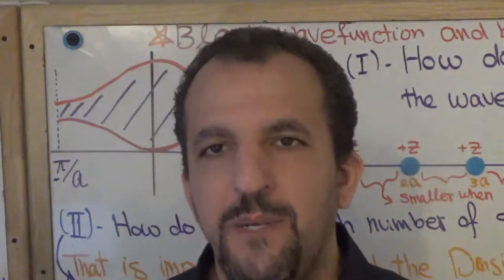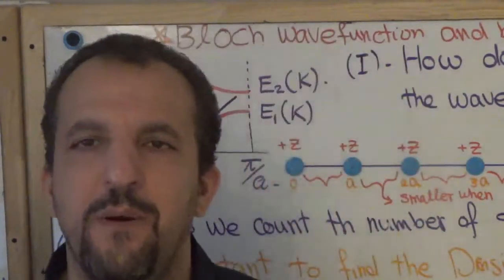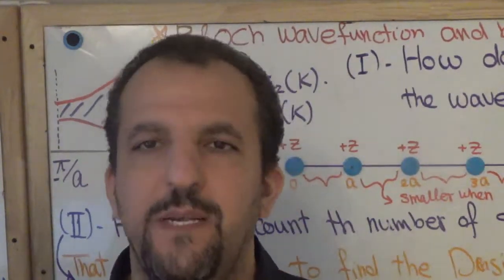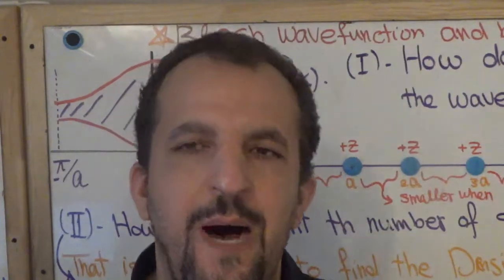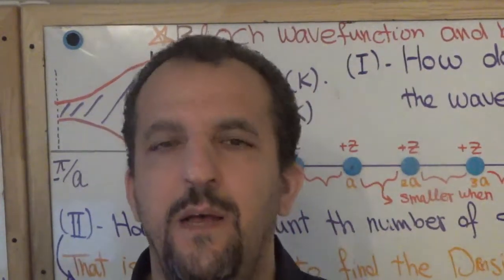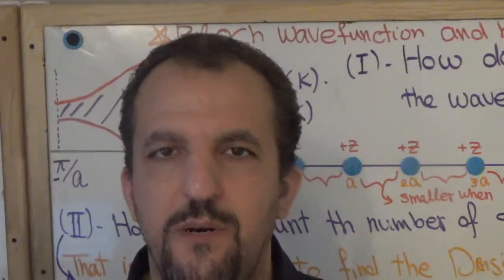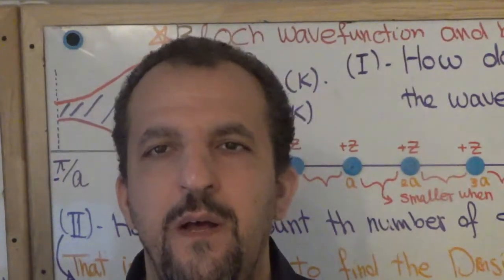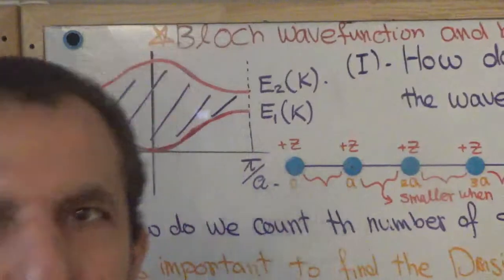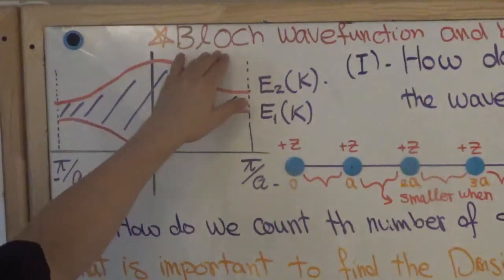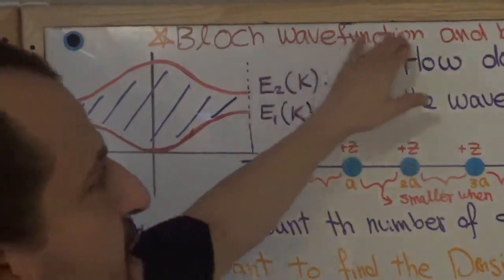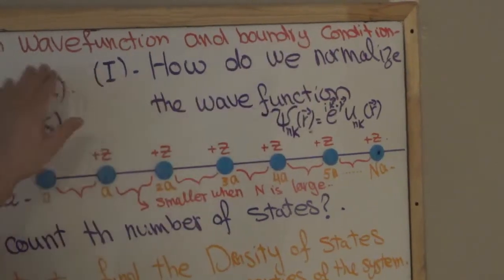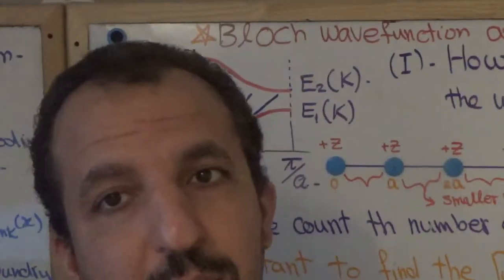So let's get started and just remind you guys what we studied before. We studied Bloch's theorem, and also the periodic potential. We know how the periodic potential works, and we solved the Schrödinger equation and got the periodic wave function. What we will try to do today is study the Bloch wave function and boundary condition.